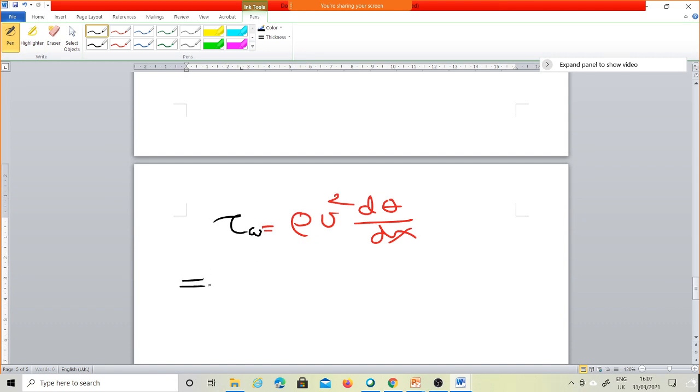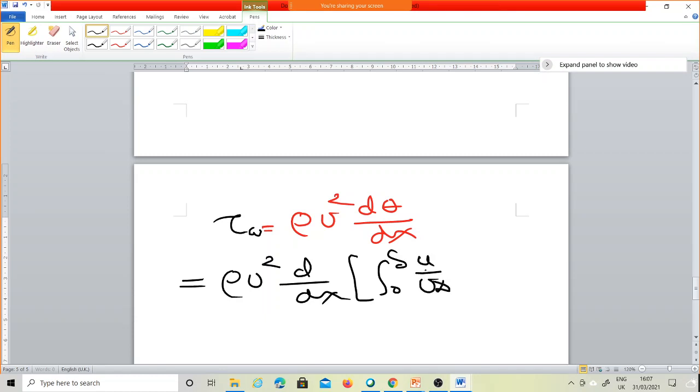In this case, again you need to calculate d theta by dx, as I said before. So I'm using the von Karman integral formula. d dx of the integration from 0 to delta of u by capital U, I am putting the value of theta, so 1 minus u by capital U, dy.